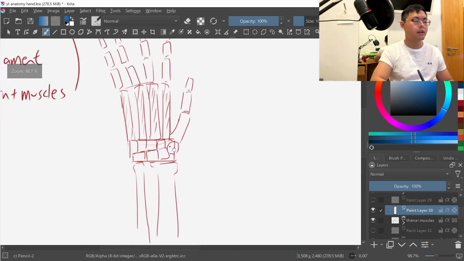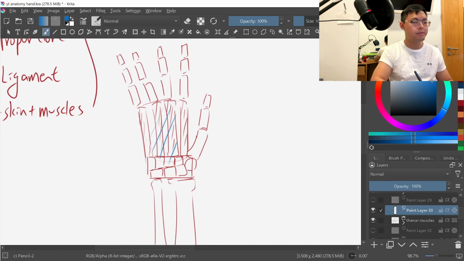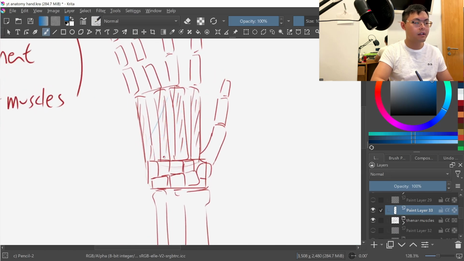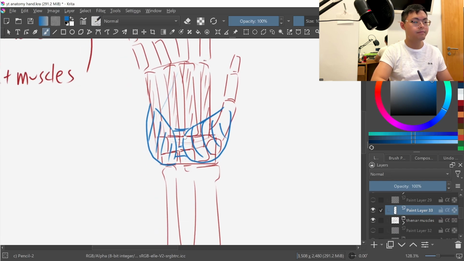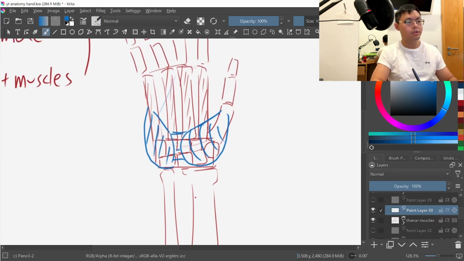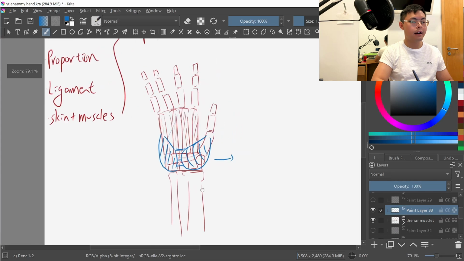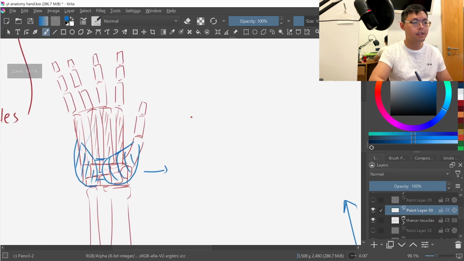The palm, sorry, that's the palm side, right? We just have this area. There are these muscles here. That's the thumb muscle. There's this area over here. So when it comes to the shape of the hands, especially the wrists, you will see that it will look like this.